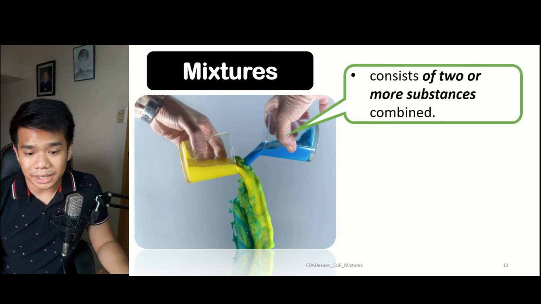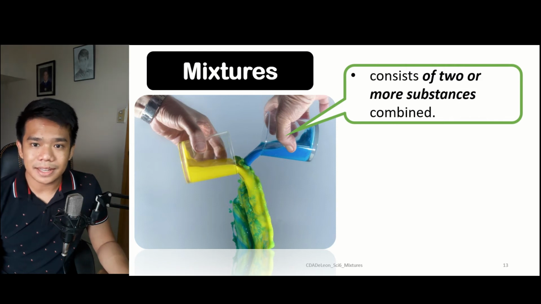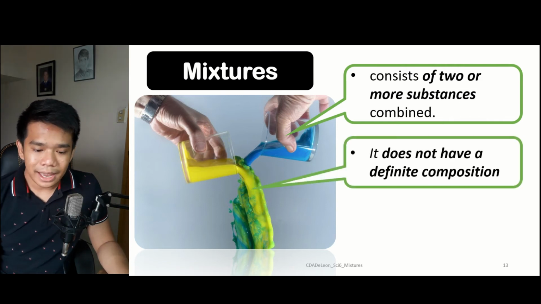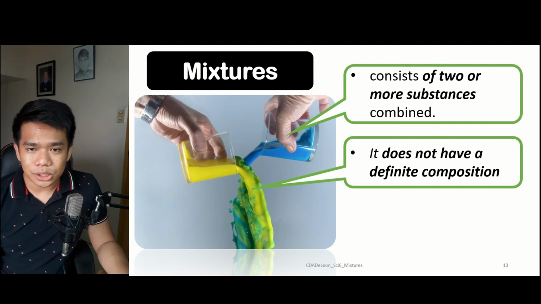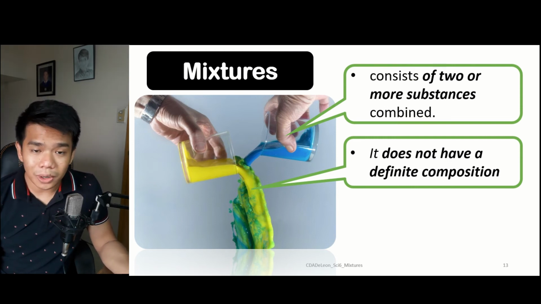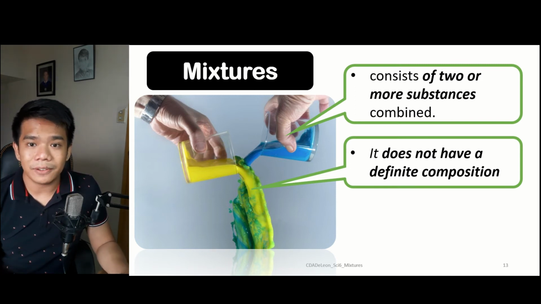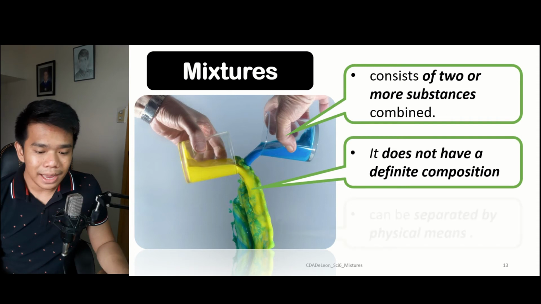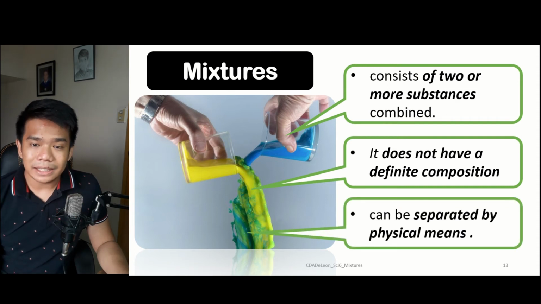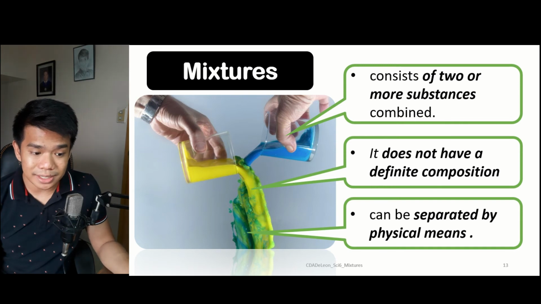It should be made up of two or more substances combined physically, and it does not have a definite composition, meaning the different parts of the mixture itself can have different, varying amounts. And lastly, it can be separated through physical means, since it was mentioned that mixtures can be combined physically.